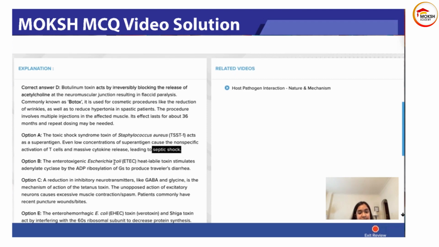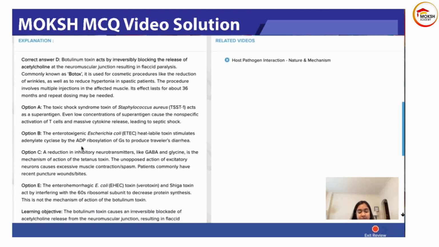Okay, then the ETEC is the heat labile toxin, which stimulates the adenyl cyclase by the ADP ribosylation of the Gs protein. We've gone over this as well. There is that long table in First Aid, so that's very high yield to remember. A reduction in the inhibitory neurotransmitters like GABA and glycine is the mechanism for the tetanus toxin.